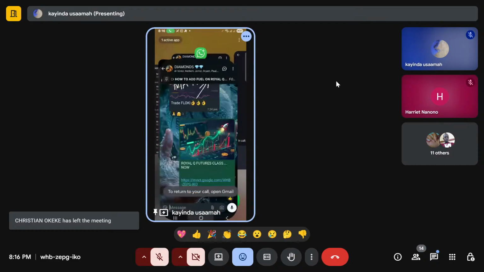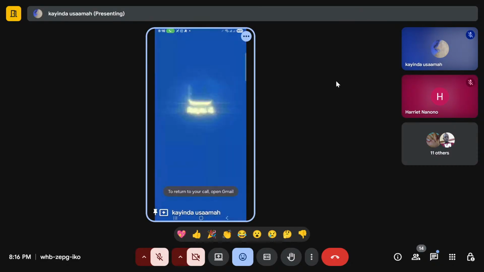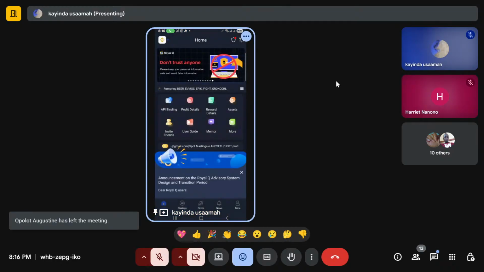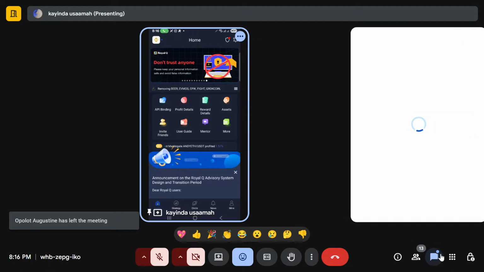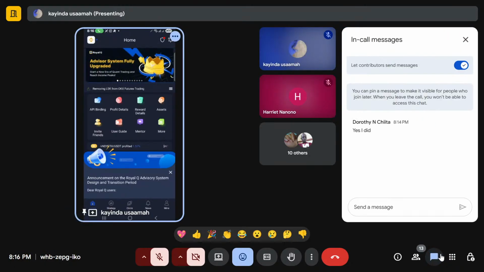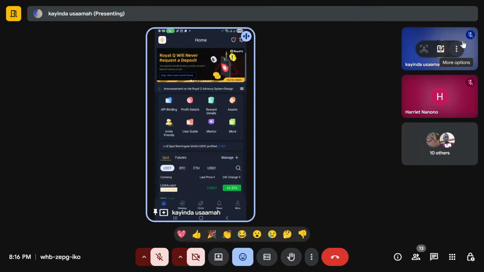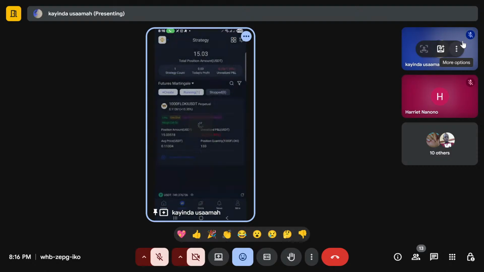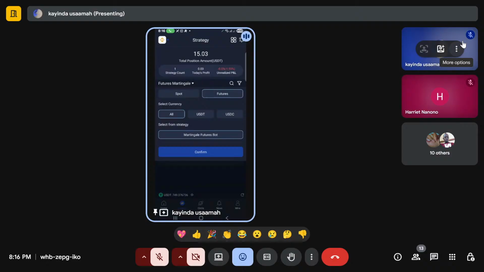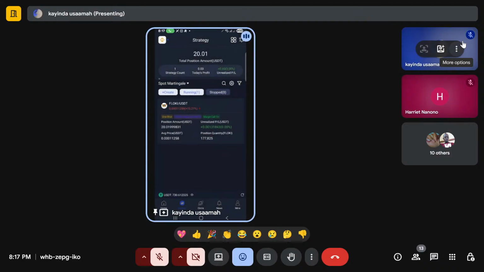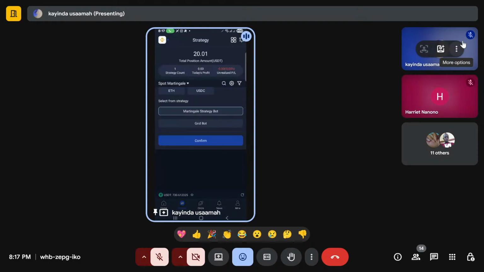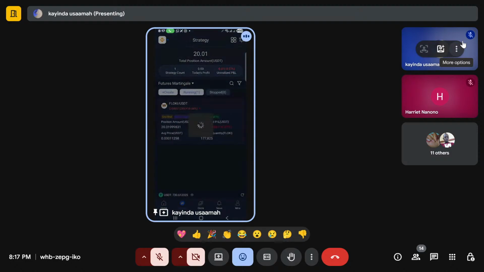This is Royal Q. This is how our Royal Q looks. When you are trading futures, this is my advice. Come here, tap strategy. Usually, by default, it's in spot martingale. It is showing the spot martingale strategy. So you tap here, you tap futures, then you tap confirm.